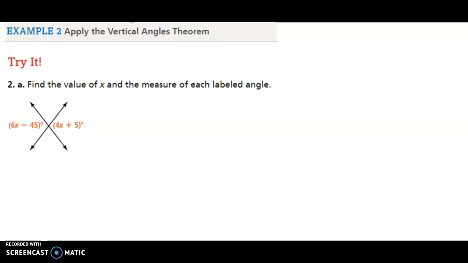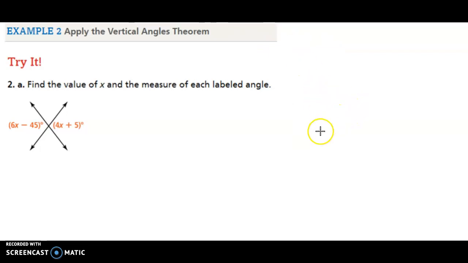So in this video, we're going to take a look at a number of different theorems that all come from section 7. The first theorem is called the vertical angles theorem. And the vertical angles theorem deals with vertical angles. So first, we should probably talk real quick about what vertical angles are.